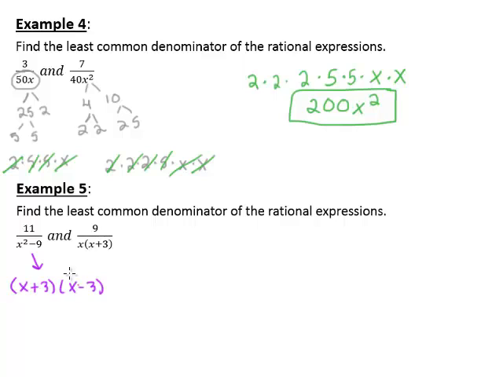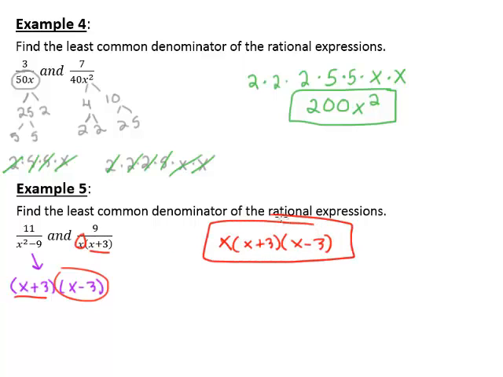And so both of them have an x plus 3, so our common denominator needs x plus 3. But then this one has x minus 3, so we need to add that in there. And this one has an x, so we need to add that in there. And generally we'd put the x at the beginning because it's by itself. But that's that common denominator right there.